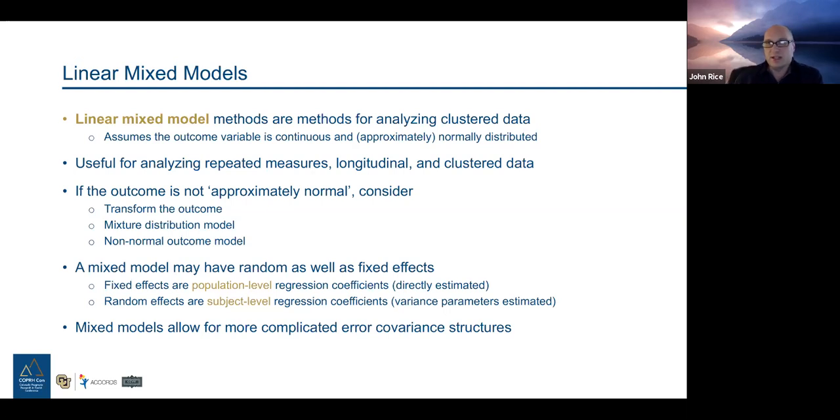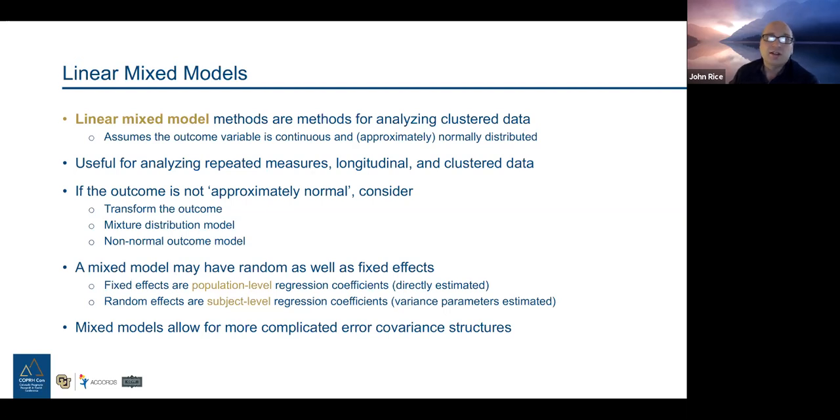And that's something you can check with diagnostic measures. So again, these are methods that are useful for repeated measures, longitudinal and clustered data. And then if your outcome's not approximately normal, you can consider things like transforming the outcome. So log transformations are often seen here. But there are other transformations as well, depending on what your data looks like. And when you transform the data, you can then typically apply linear mixed model methodology as you normally would.